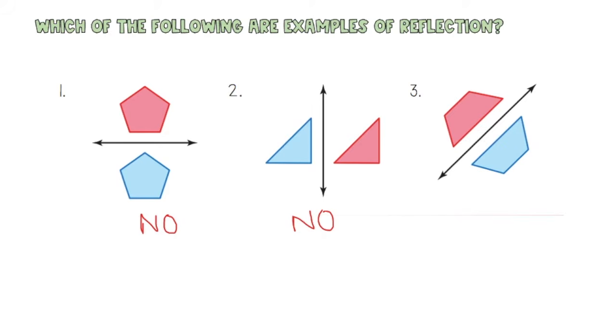For number 3, I can tell that my figure has been flipped over my line, and it now looks as though you're seeing the figure in a mirror. So this is a reflection.